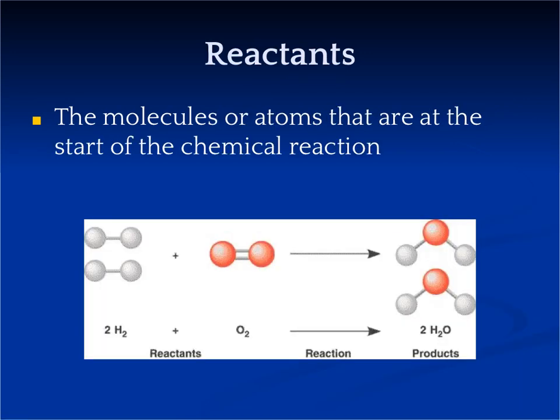Again, a reactant is what you start with. So in this example, this is a chemical equation for making water. We start with our reactants, which are hydrogen molecules and oxygen molecules. When the reaction occurs, it gives us products. In this case, we get water molecules.